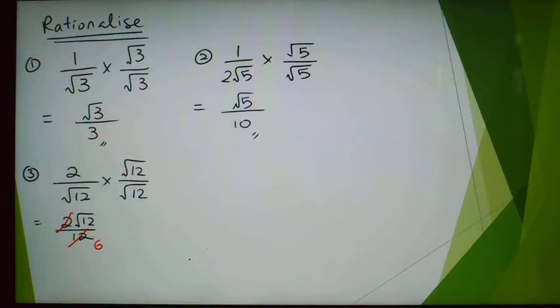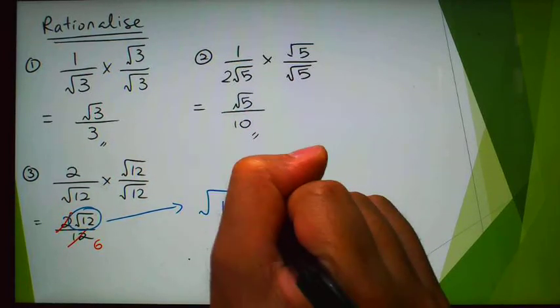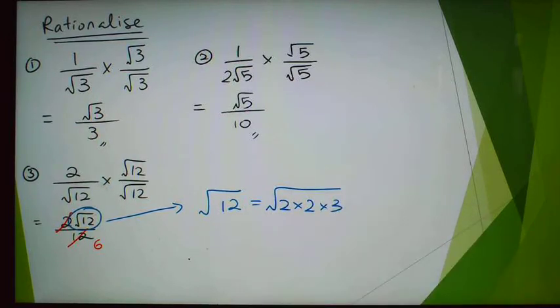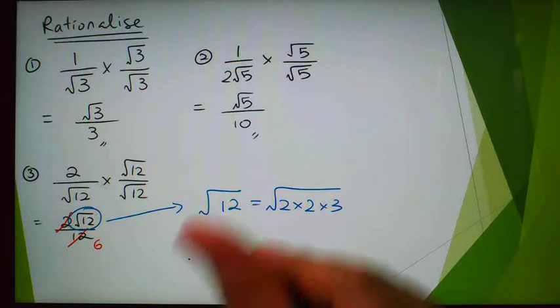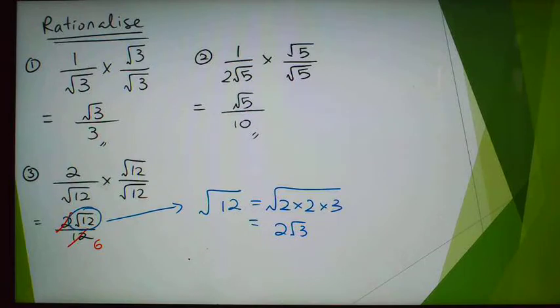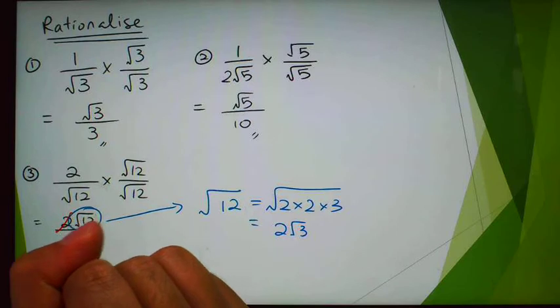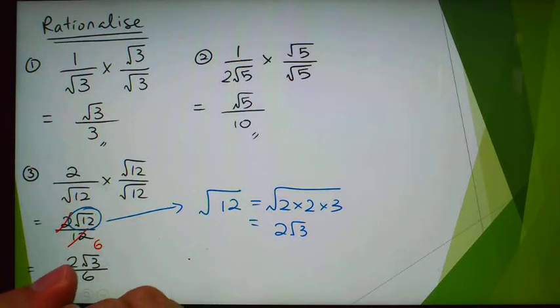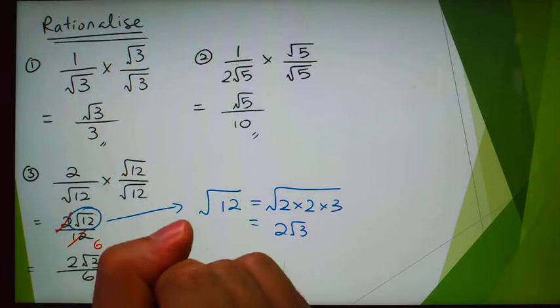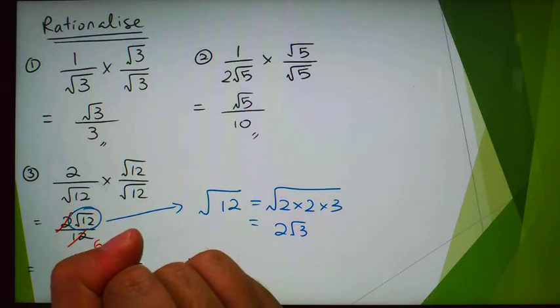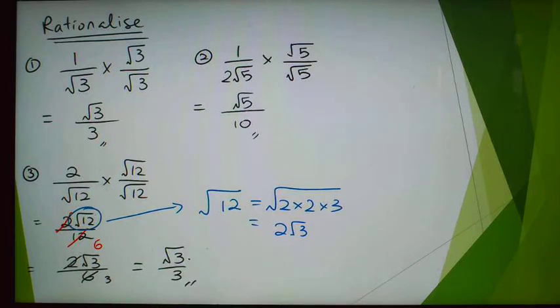Is that finished? Of course not. Hey, look at this. Refer to what we just learned. Square root of 12 equals 2 times 2 times 3, isn't it? So, we break into that and it just equals 2 root 3. So that becomes 2 root 3 over 6. And we can simplify further, so it will be root 3 over 3. Okay? So this question is a little bit tricky. Alright? Any problems with that? Okay.